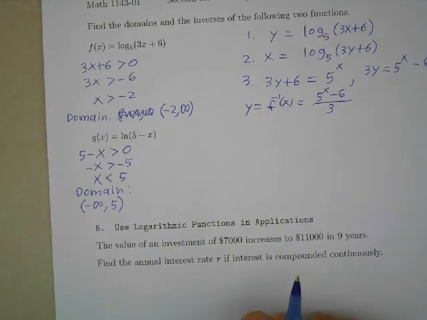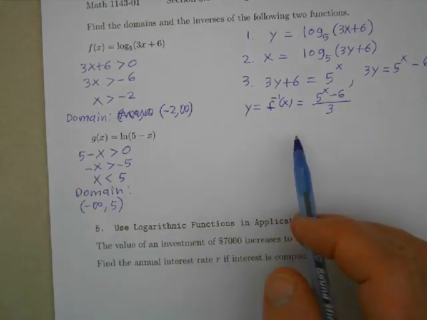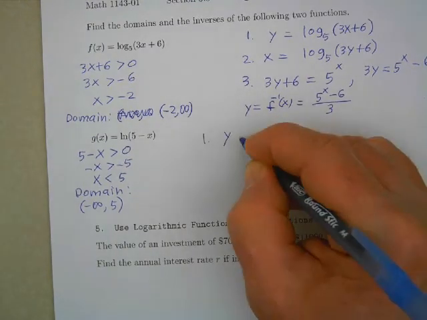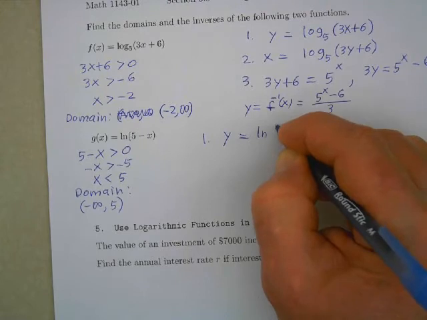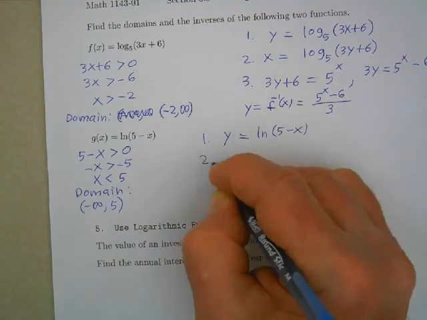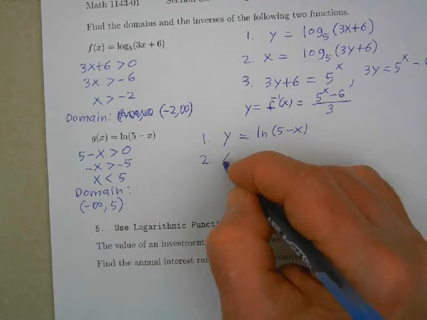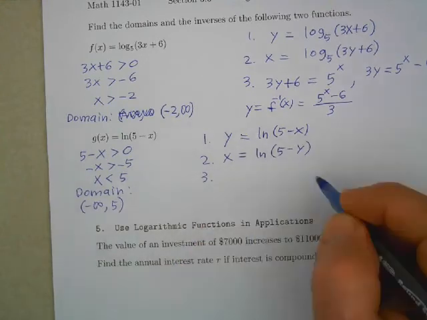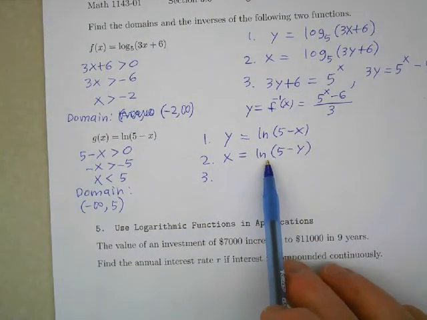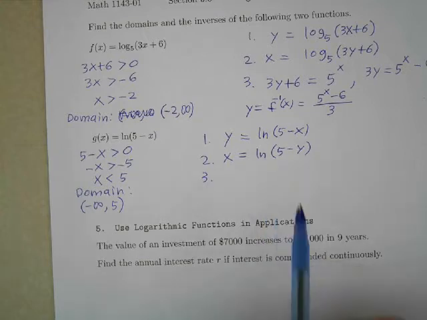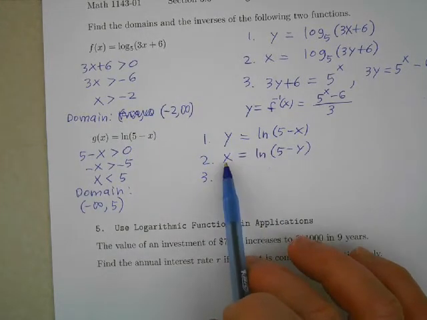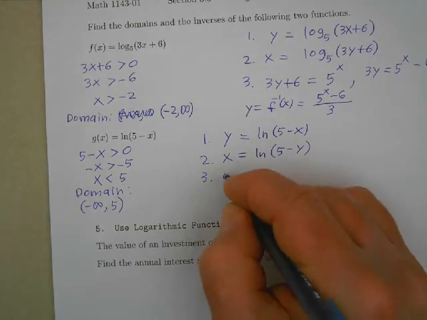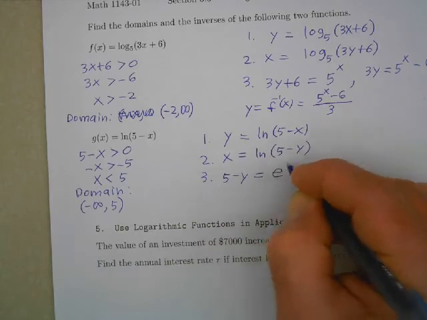That's the domain. Now we'll just find the inverse. Replace g of x with y. So y equals the natural log of 5 minus x. In step 2, replace y with x, replace x with y, and then proceed to solve for y. So the base of the natural log is e. So that means e raised to the power x equals 5 minus y. So I'll just write 5 minus y equals e to the x.